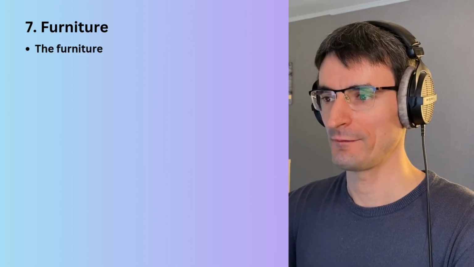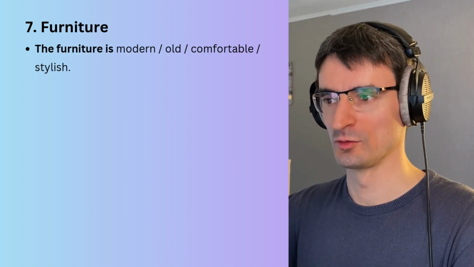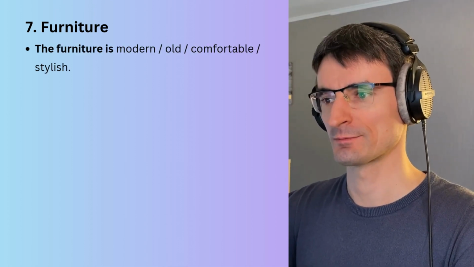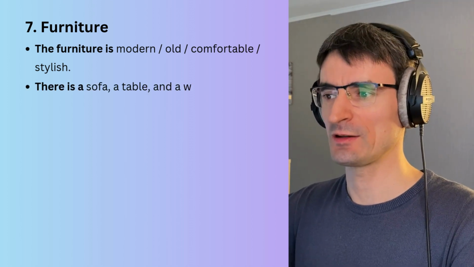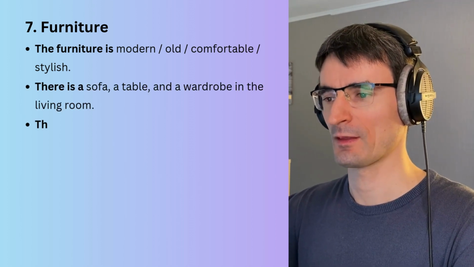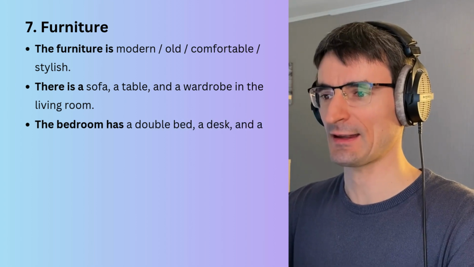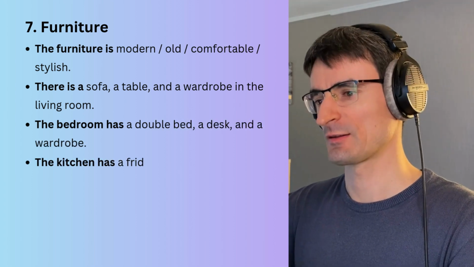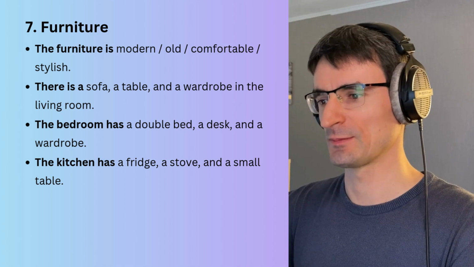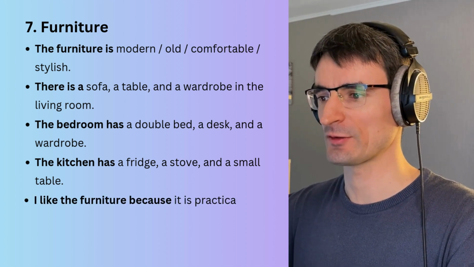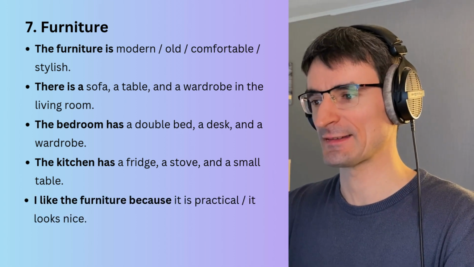What can we say about the furniture in our home? The furniture is modern, or old, or comfortable and stylish. There is a sofa, a table and a wardrobe in the living room. The bedroom has a double bed, a desk and a wardrobe. The kitchen has a fridge, a stove and a small table. I like the furniture because it's practical and it looks nice.